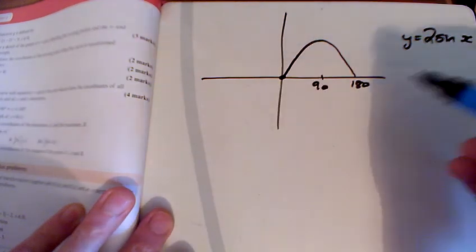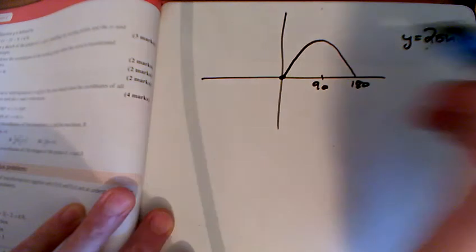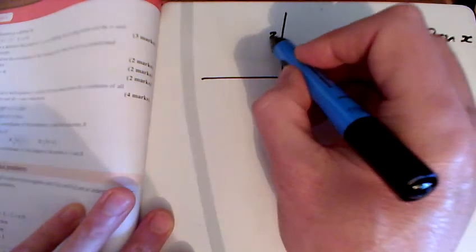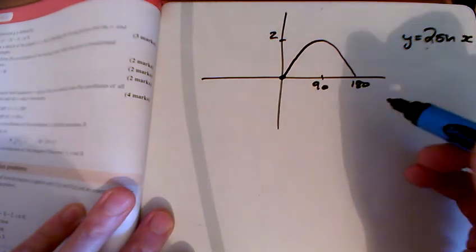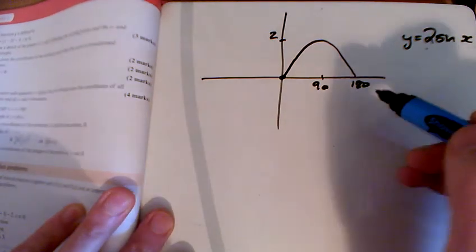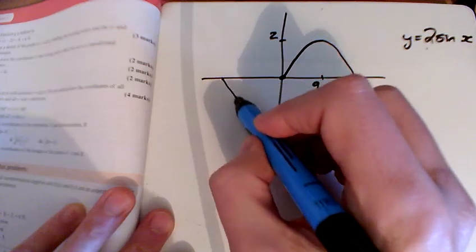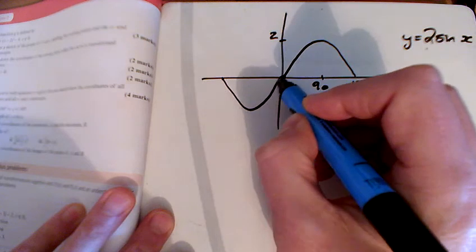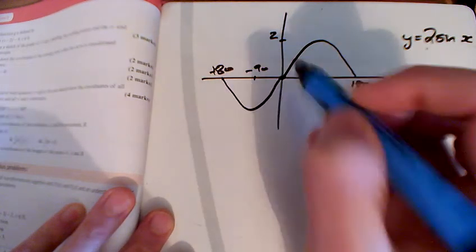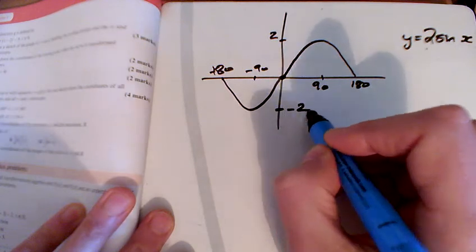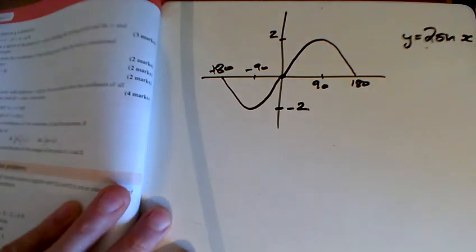Now a sine graph, the highest it can be is 1, but we're timesing it by 2, so the highest point here is 2. Normally we'd continue it down there up to 360, but it says just go to 180 and go to minus 180 as well. So we've got this part here. So this is minus 180, minus 90, and down here we've got minus 2. So there's your initial graph for part A.